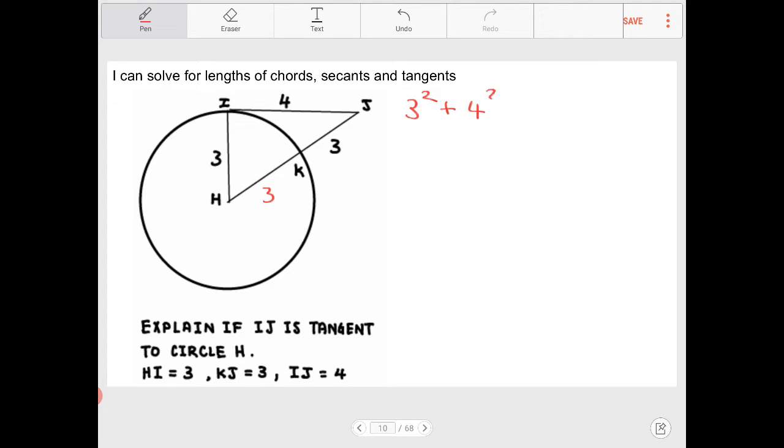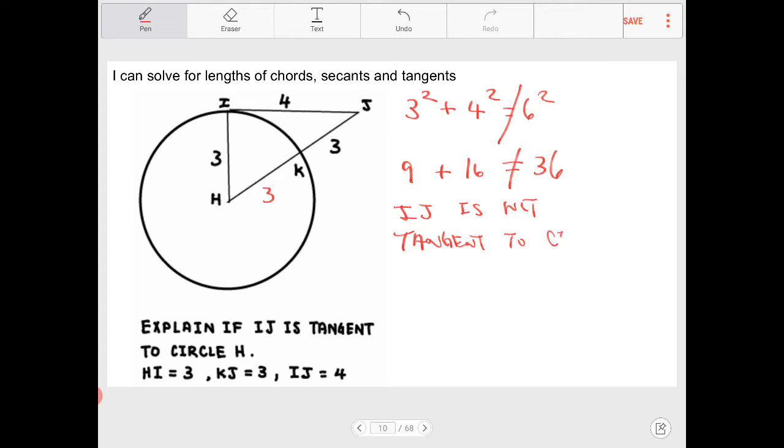3 squared plus 4 squared, does that equal 6 squared? As a matter of fact, it does not, because 9 plus 16 is not the same as 36. So IJ is not tangent to circle H.